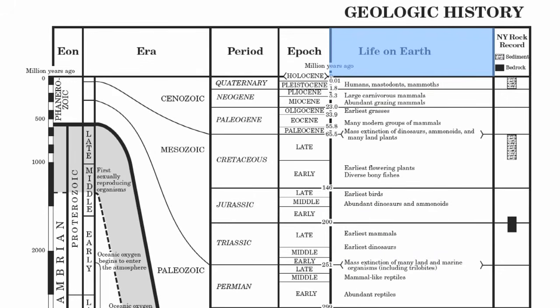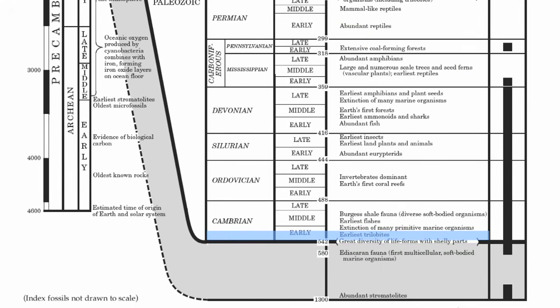Next to your epoch, you have life on Earth. The big thing about this section is just being patient. There's a lot of information in here, and it's actually extremely easy to read as long as you know where you're looking for your information. Let me give you a couple examples.